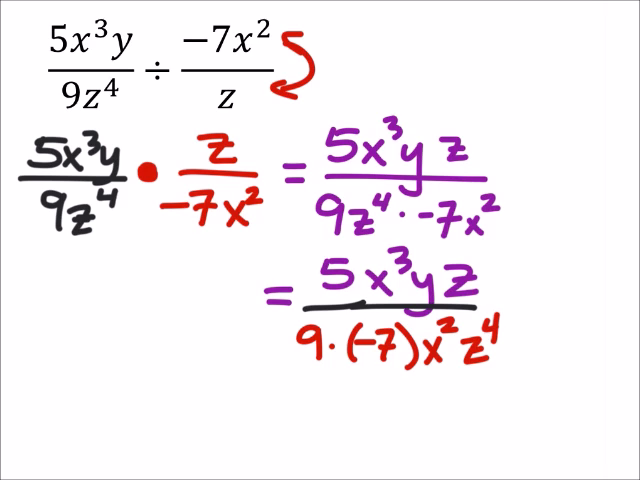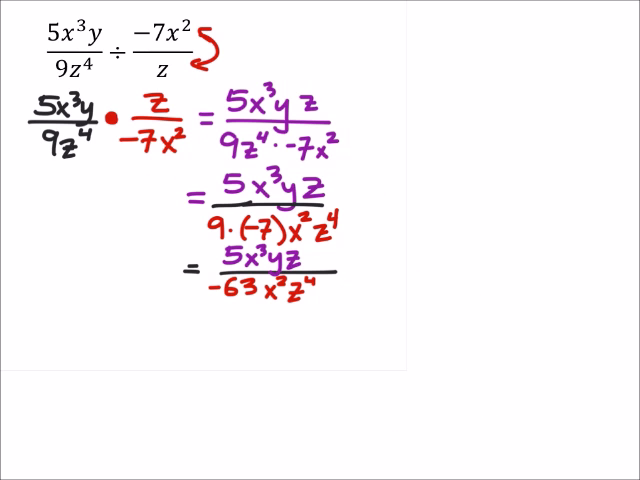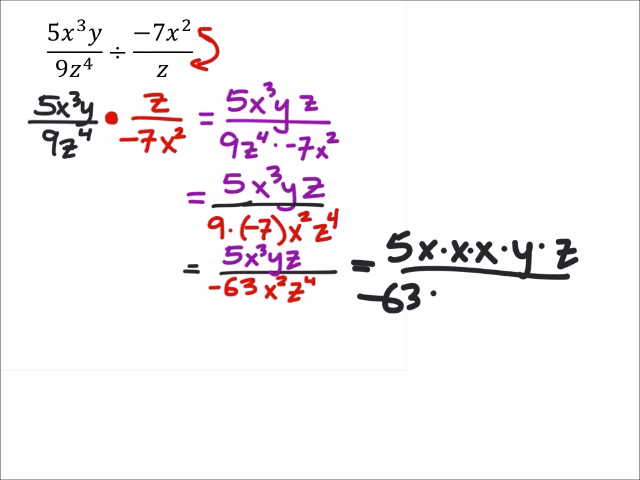All right, so what this tells me now is that I can take my denominator and I can multiply 9 and negative 7, which would give me negative 63, and I still have that x squared and z to the fourth. All right, so now what I'm going to do is take all my exponents and expand the bases, and the only reason I'm going to do that is so I can see if anything can be canceled out. So I've still got my 5, my x cubed now is x times x times x. Then I've got a y and a z as well. And this is divided by negative 63 times 2 x's times 4 z's.